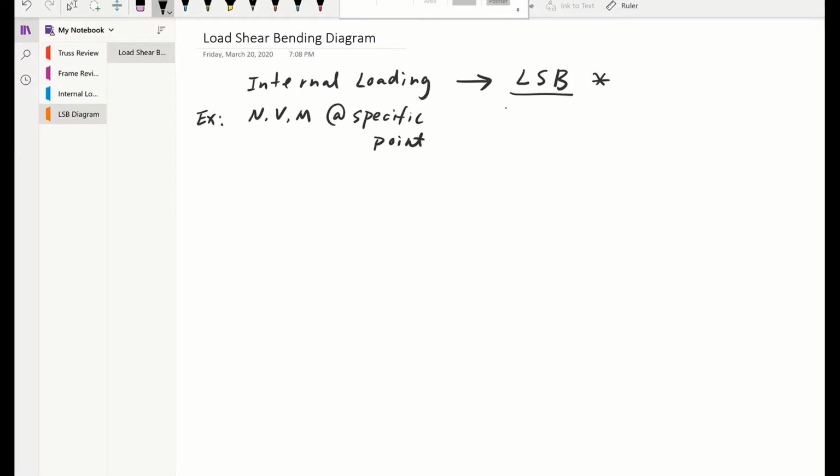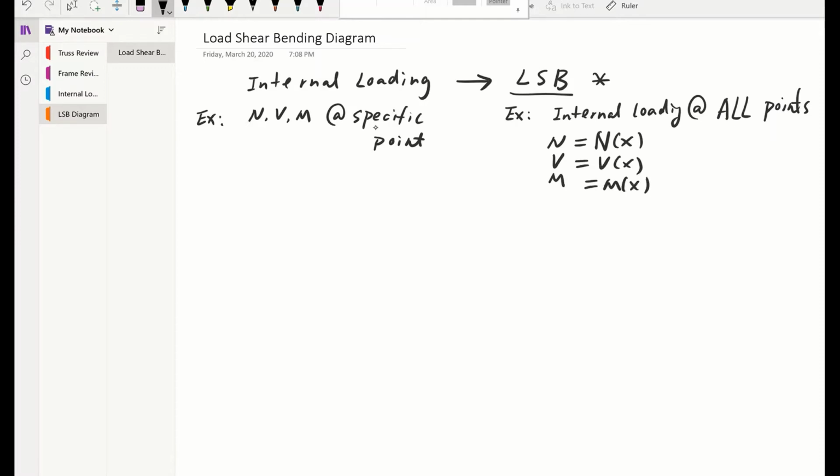So how about this load shear bending? What can we get? For load shear bending, we actually get this internal loading at all points. Regardless of where you cut, we're going to be able to get an expression for it. Which means we're going to get normal, V shear and bending moment as a function of X.